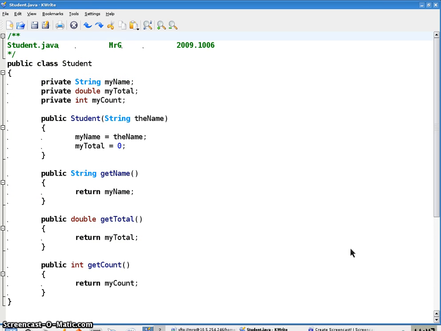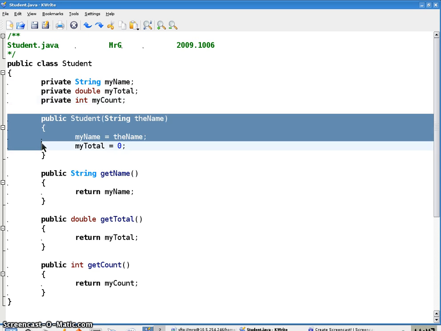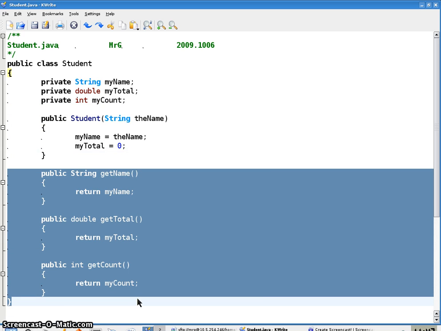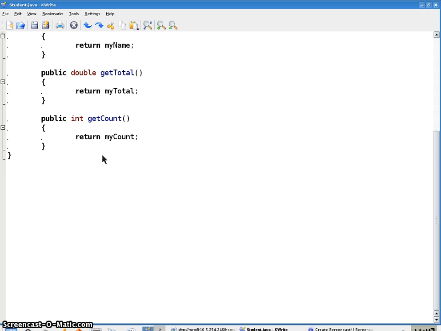Let's go back to the class. All right, so here are your naughty bits. Here's your constructor. And here's your accessors so far. Okay? Now the idea is I want to mutate my total and my count every time I add a quiz so that I can do a getAvg without much trouble. So let's do a mutator.